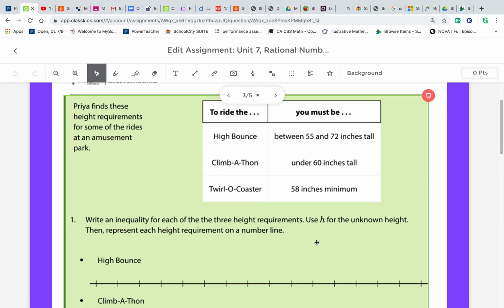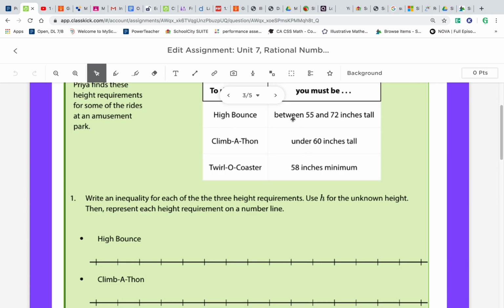All right, so for the high bounce, you must be between 55 and 72. We don't have any numbers on here, so we can keep this really simple. We can just call one of these 55, and let's make this a little bit smaller. And then we can call another one 72. We won't worry about anything else. We do need to know that it's between these two, so we need to show that.